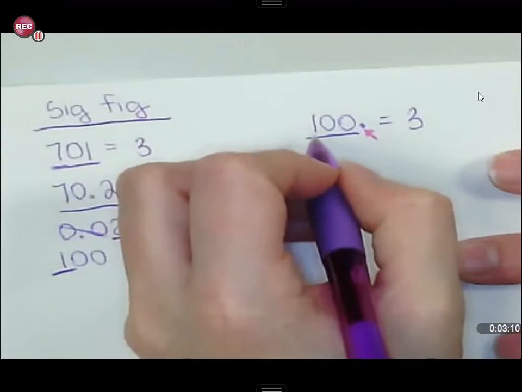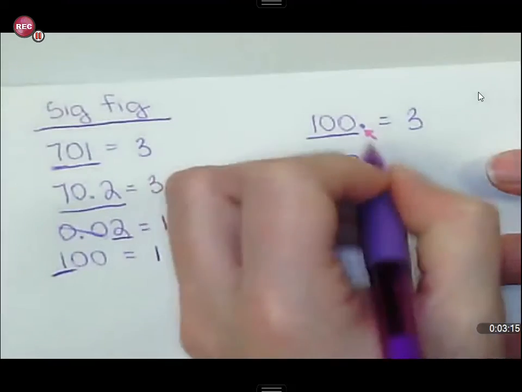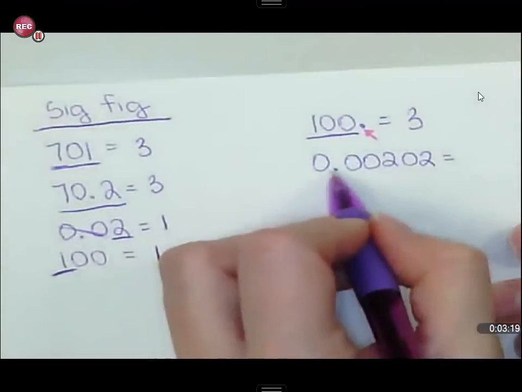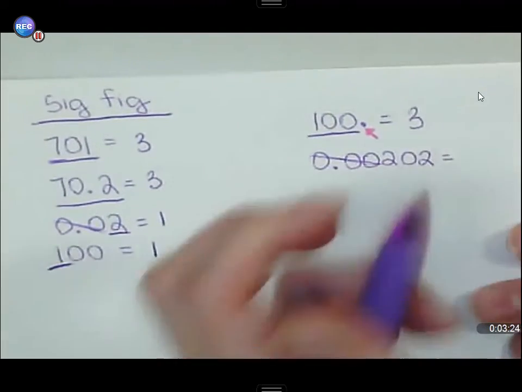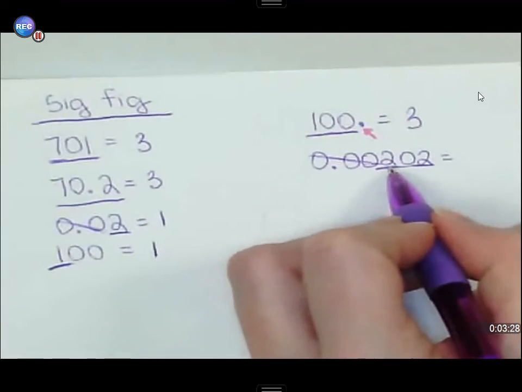Now I'm going to have one that is 0.00202. Okay, well remember these beginning ones, they don't count. But this one counts and this one counts. And remember, this 0 is sandwiched, so he counts. So this is 3.